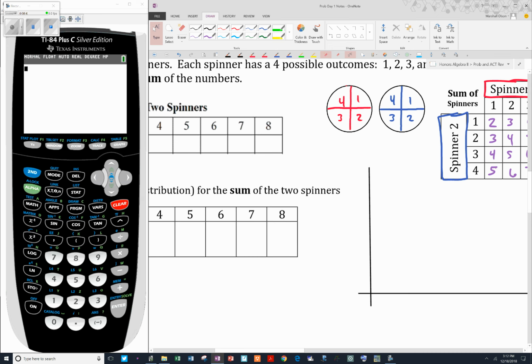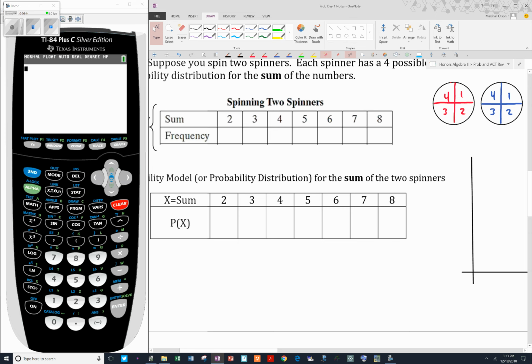Recognize that voice. Okay, we're going to put that into a frequency table over here. So the sum of 2 happened 1 time, 3 twice, 4 3 times, 5 4 times, and then it goes back down again.